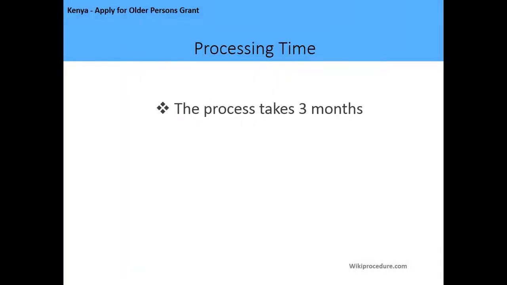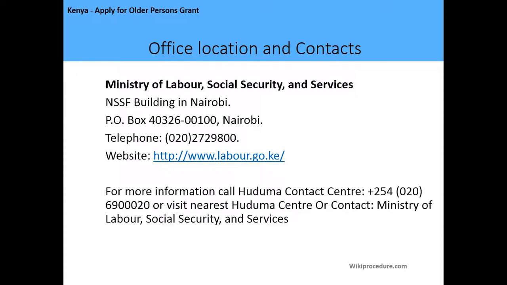And the processing time: the application period takes a process of 3 months, and after that you'll be receiving your cash after every 2 months. The contact and office locations are as follows: the Ministry of Labor, Social Security and Services. Their offices are located in NSSF buildings in Nairobi, and you can visit them through their website at www.labor.go.ke, or you can even visit any Huduma center near you to get more information on how to make this application.